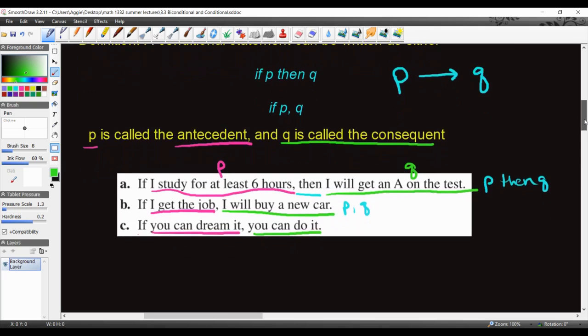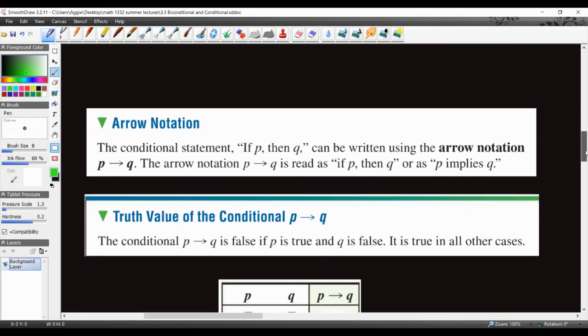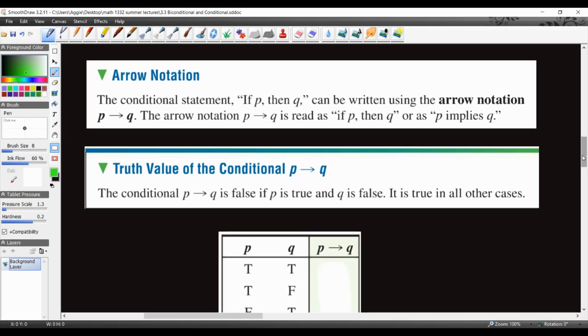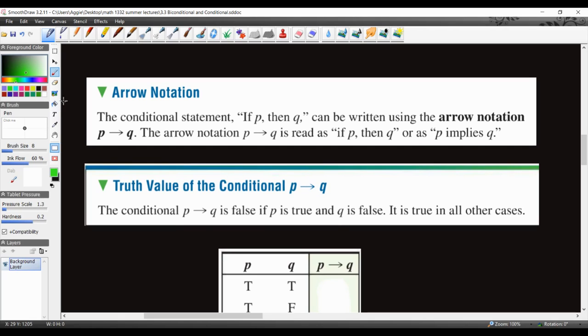Not quite an example yet. Here's that arrow notation I just showed you. The conditional statement if P then Q can be written using this notation. It's read as if this, then that. So if P then Q, or you can also say P implies Q, which is a little bit more college term. We're going to go right into our truth table for this now.